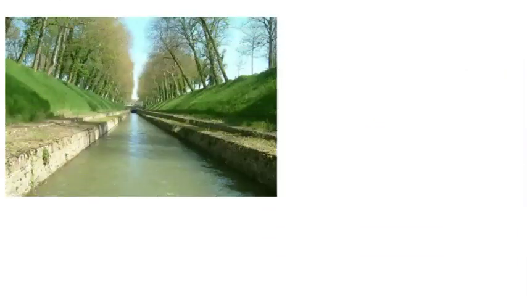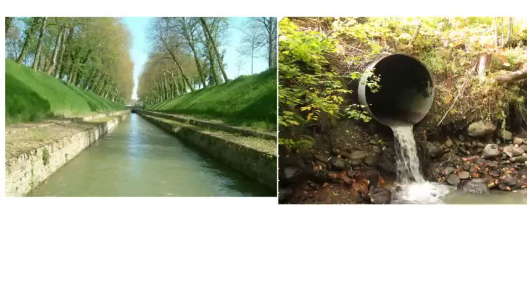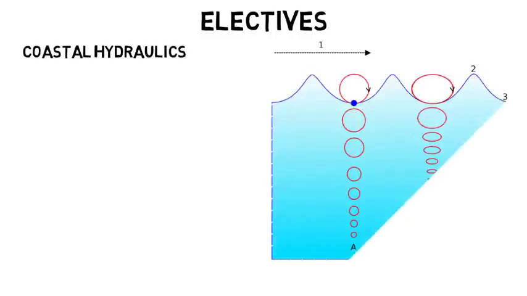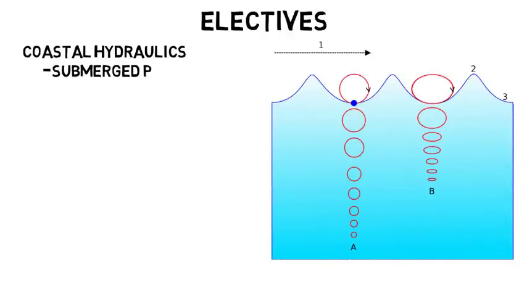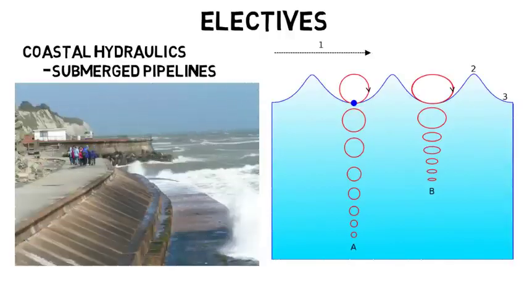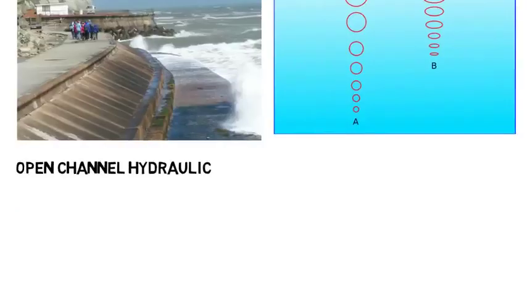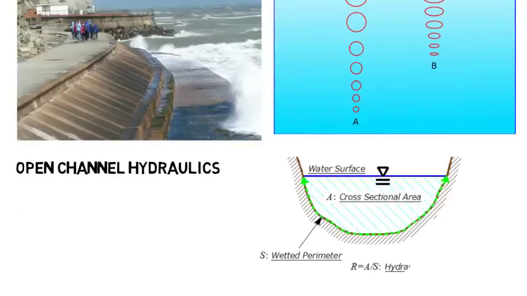Or you could design a canal, which is an artificial waterway to transport water for irrigation, or can be used for ships and boats. Or you could design a culvert that will allow water to flow under a road or trail or some other obstruction. Elective classes you could take include coastal hydraulics, where you learn about ocean wave propagation, submerged pipelines, seawalls to protect human habitation, and so on. Or open channel hydraulics, which is about fluid flow in an open channel as opposed to a closed channel or pipeline.